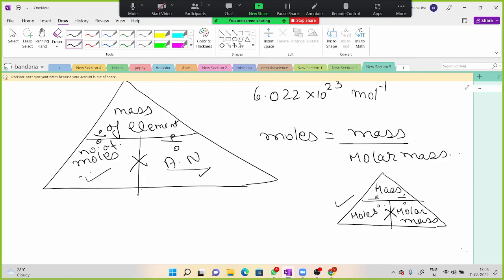Number of moles is equal to mass of the element by molar mass. If you remember this triangle rule, then you can do any other math and there will be no confusion. You studied this in class 9 chemistry also. Written? Very good. Now come to the next topic.